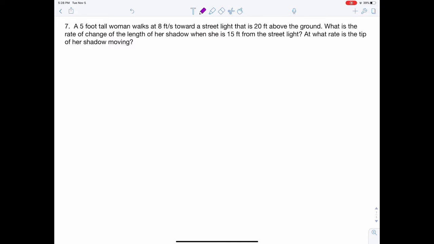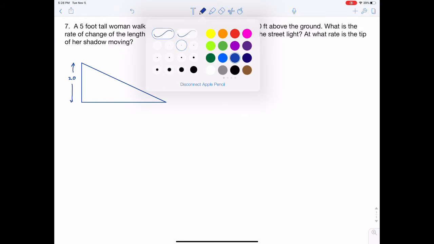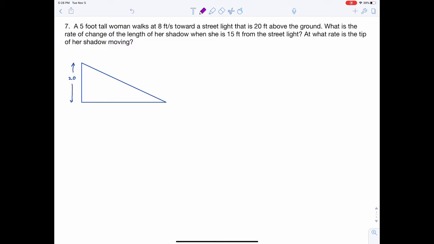So, let's get our situation going here. We have this street light, and this street light, we are told, is 20 feet. Then we have this woman, and due to my lack of drawing skills, I'm going to draw this right off the bat. I'm going to draw the woman in purple. So we have this woman who is 5 feet tall.